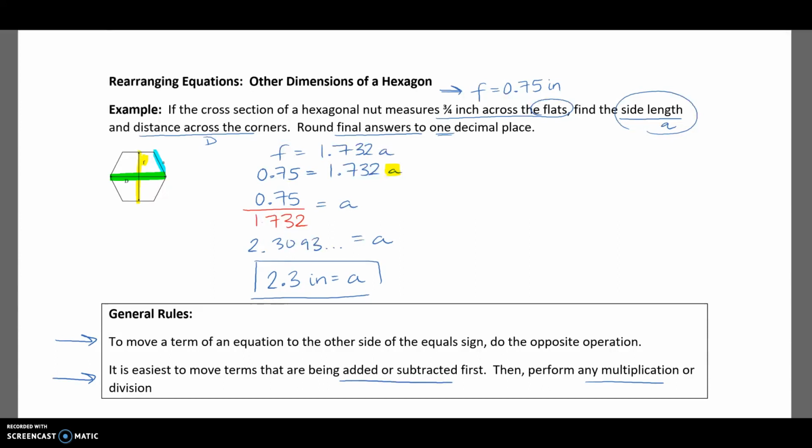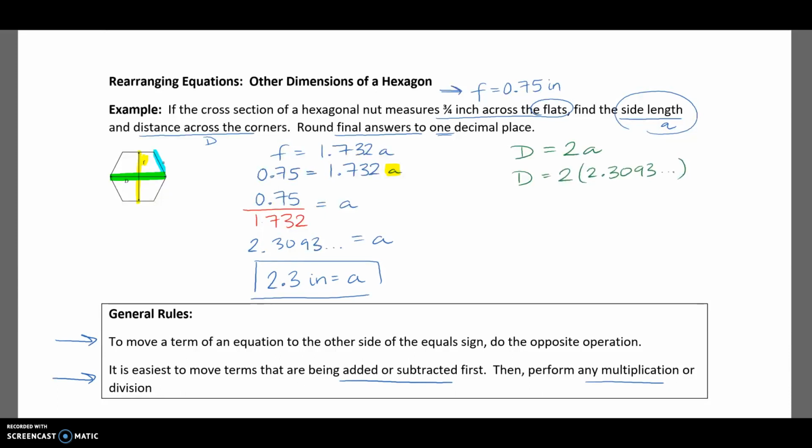We'll also find the distance from corner to corner, or D. And you have on your formula sheet the equation that distance D equals 2 times A, our side length. Now we know A, our side length, so we can substitute that in. Again, I'll stick with using the unrounded value, so if you still have it on your calculator, you won't have to type in all those decimals again.